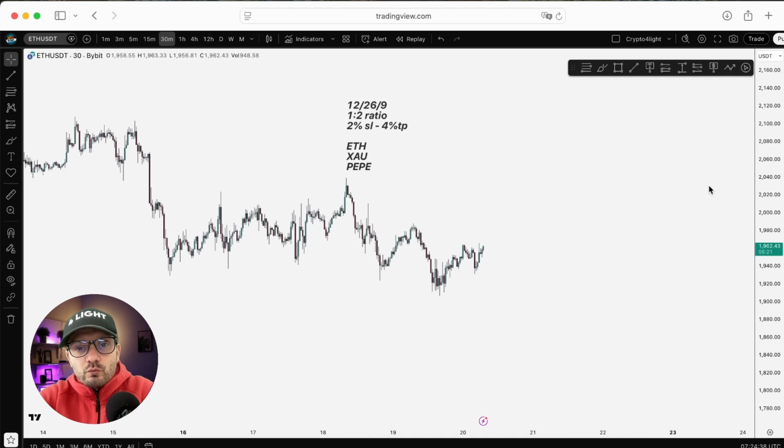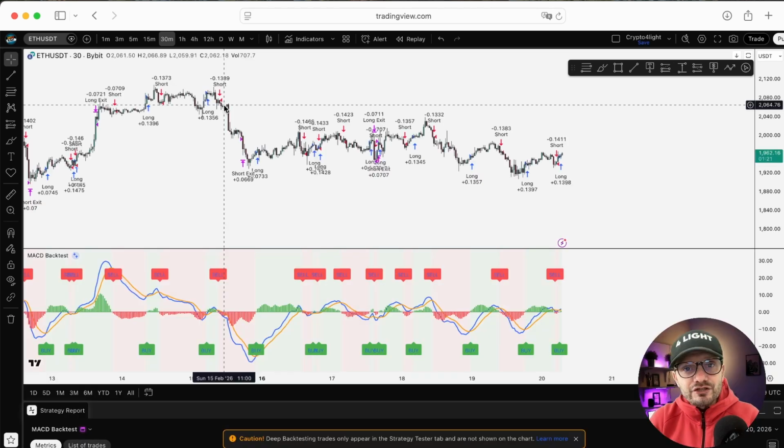The condition also will be that we're going to trade a 1-to-2 ratio: 2% stop loss for the trade and 4% take profit. So if this condition is met on the chart on some time frame, we will have some result, positive or negative. And I would like to double check on different time frames with different assets. It's going to be Ethereum, gold, and Pepe, the memecoin. And the last condition is that the initial deposit for these trades will be 10K.